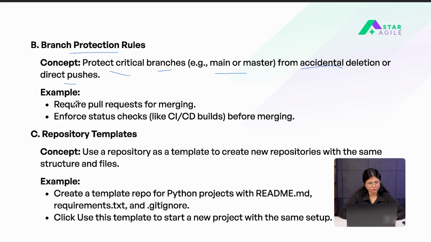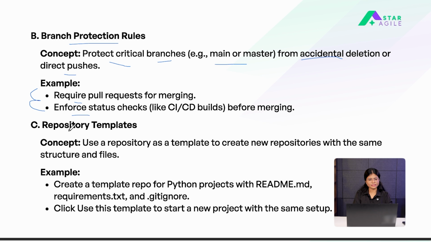The same thing here also, you can require a pull request for merging. You can enforce your checks like CI/CD before merging, and we have an option for that. This is all about the branching things. You can require a pull request for merging, or you can also enforce the checks, and how that happens we will see in some time.